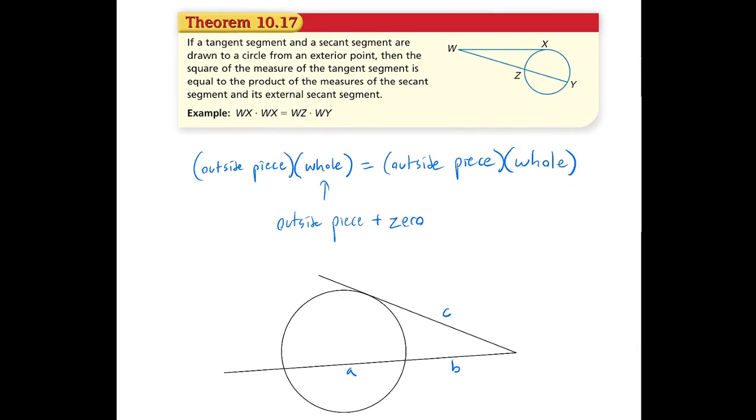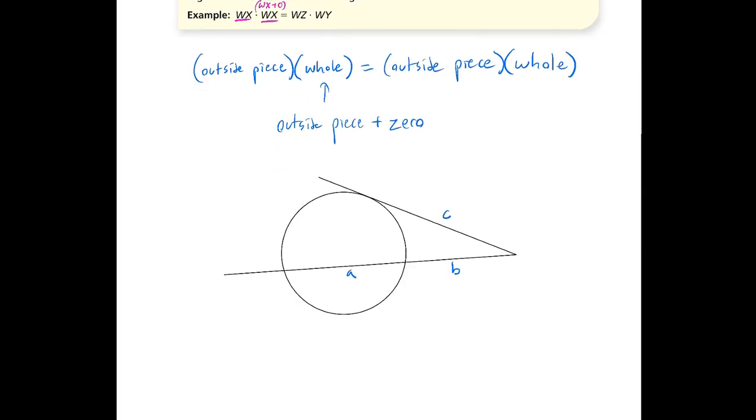Because if we just did the same steps, we have this length, which is the outside portion, times the entire thing, which is the same thing, and we get WX times itself, because this one's just WX plus 0 is the entire thing. So really, I don't even know why this is a separate theorem. It's just an edge case of the first one. But let's look at it.